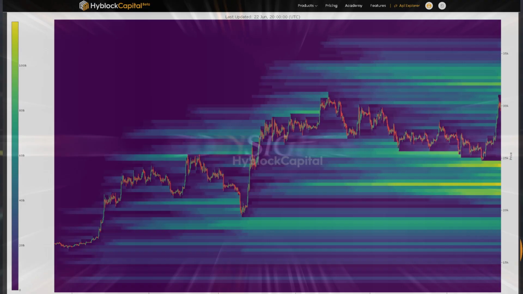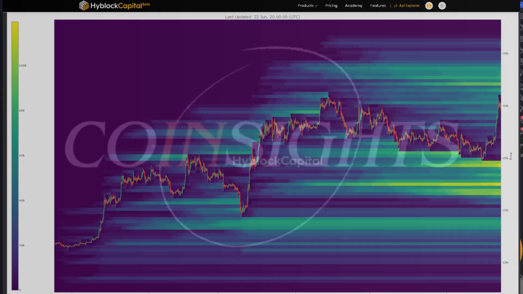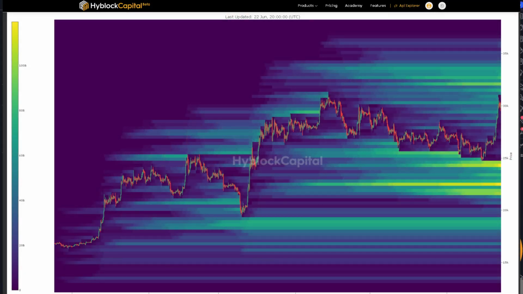So let's get started. The first thing I want to take a look at is the liquidity heat map and just how it's been developing. Prior to this down move and this up move, we had a large area of liquidity down below around this 25k mark. You can see that price action has come down just to hit that 25k mark and it has moved significantly to the upside.